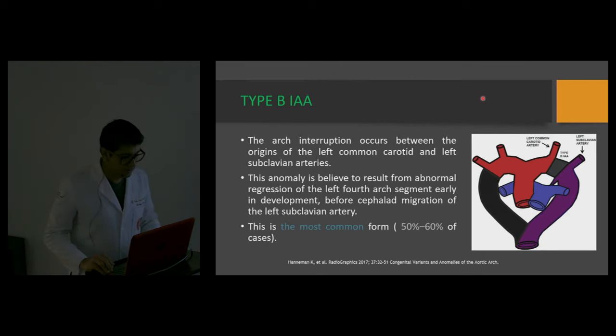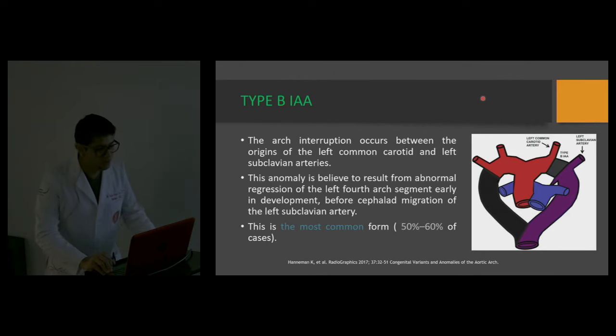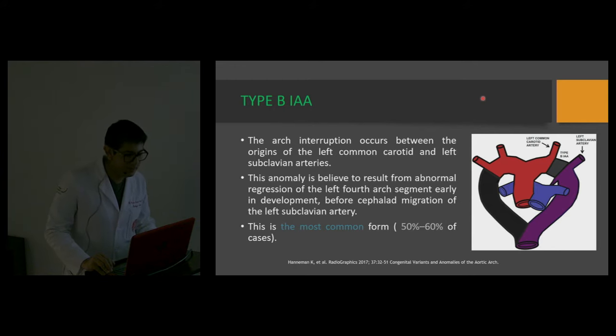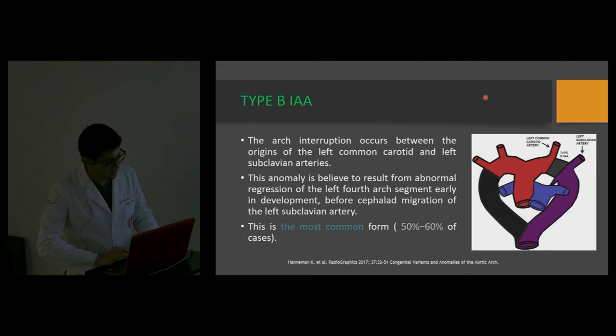Type B. The arch interruption occurs between the left common carotid and left subclavian arteries. This anomaly is believed to result from abnormal regression of the left fourth arch segment early in development, before cephalic migration of the left subclavian artery. This is the most common form.